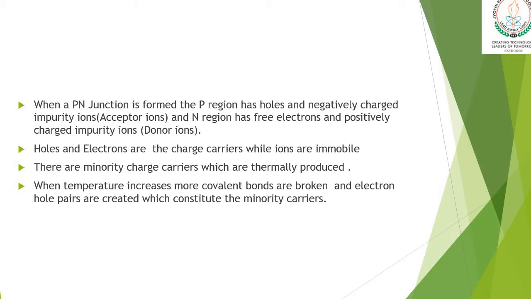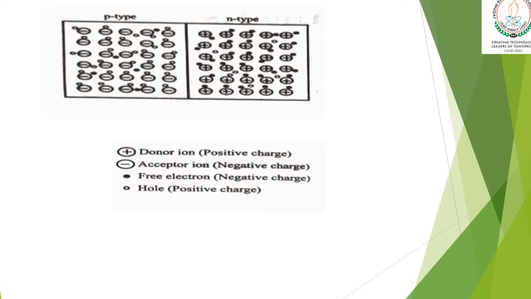Now when these are fused together to form a PN junction, what happens is at room temperature the covalent bond breaks without any external voltage applied. The thermally produced charge carriers will always be present there. So the more covalent bonds are broken when the temperature increases, the more electrons and holes are released, and that will constitute your minority carriers. So this is how a P and an N junction is formed.